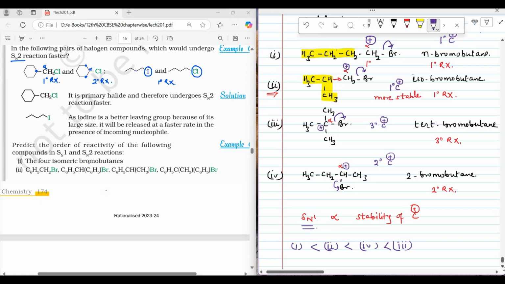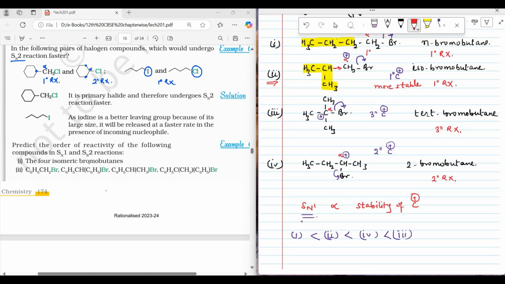Now predict the order of reactivity for SN2 reaction mechanism. We know for SN2 reaction mechanism, less crowded molecules react faster. Means the primary alkyl halide will react faster under SN2 reaction mechanism. So for SN2 reaction mechanism, the first isomer will react fastest, then the second isomer, then the fourth one, and then the third isomer. Because third isomer is more crowded than the fourth isomer. So that's why this will be the order of reactivity for SN2 reaction mechanism.